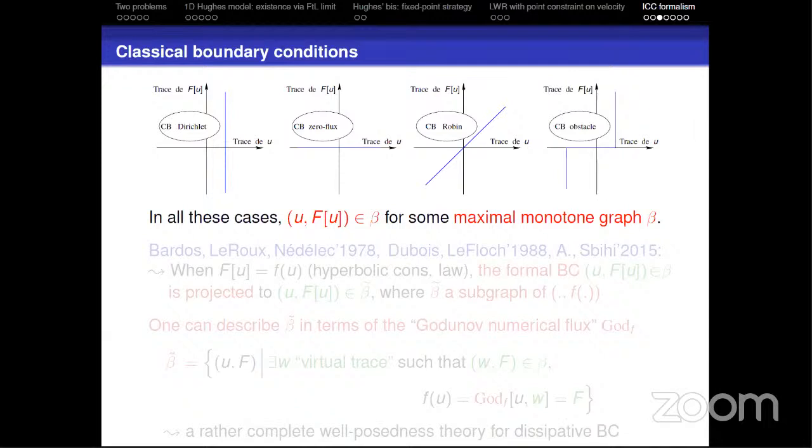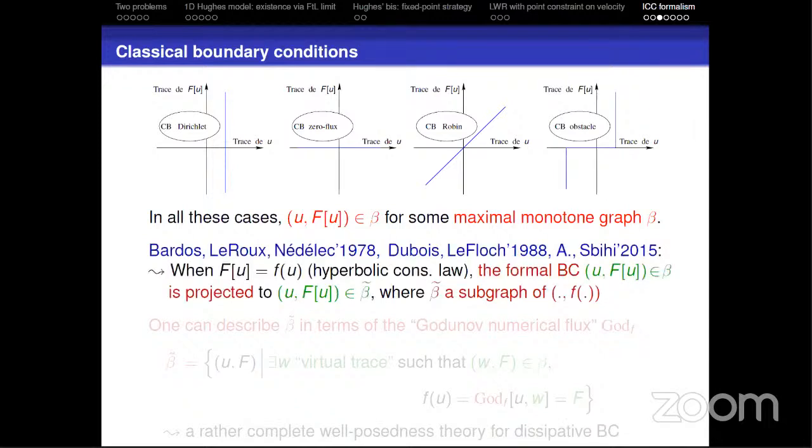And now, starting from Bardos-LeRoux-Nédélec, it was implicit, totally implicit. Here, it was essentially explicit in Dubois-LeFloch, and we did it fully explicit with Kaliesen-Guilly.